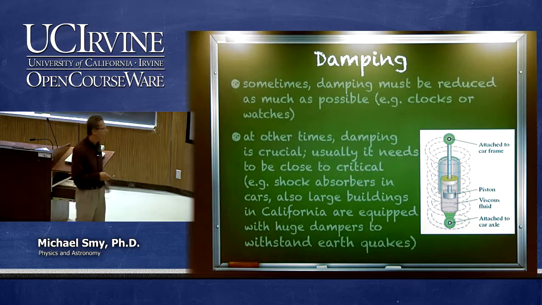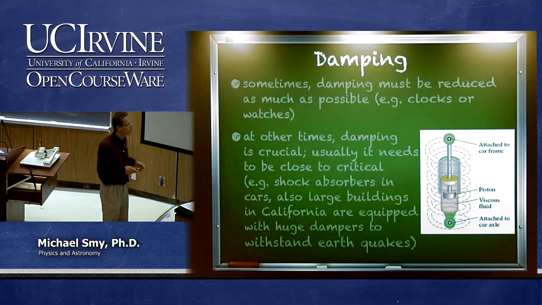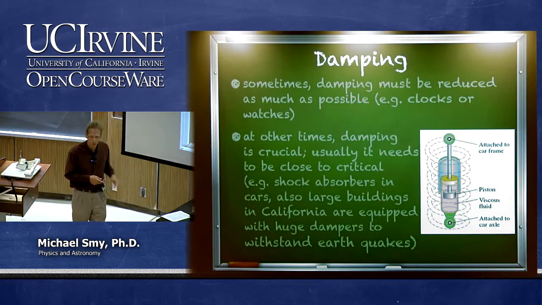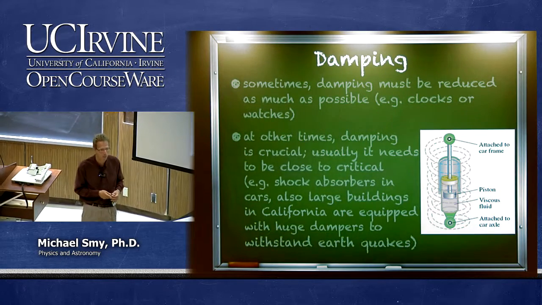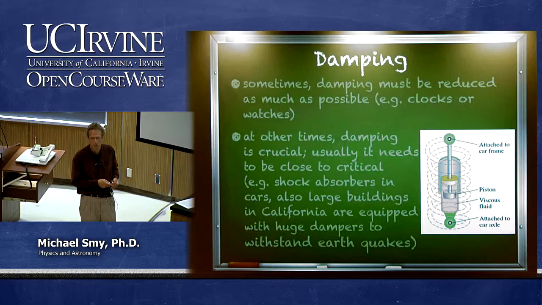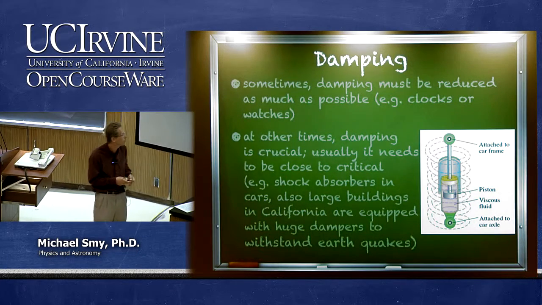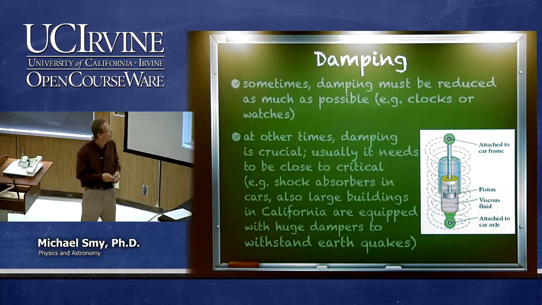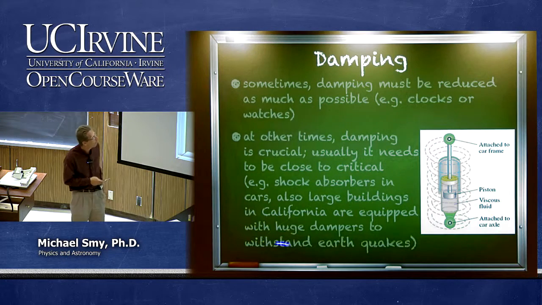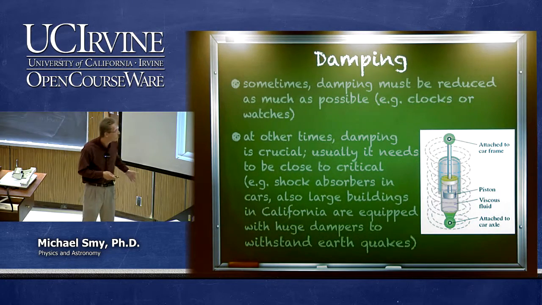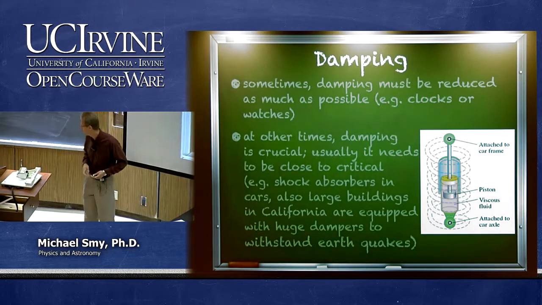Then, of course, another case where you like things to be damped, here in California, is an earthquake. If your building has no damping at all, then it is far more likely to get destroyed in an earthquake, and if damping is built in. And in general, there are huge dampers built into buildings here to prevent that.